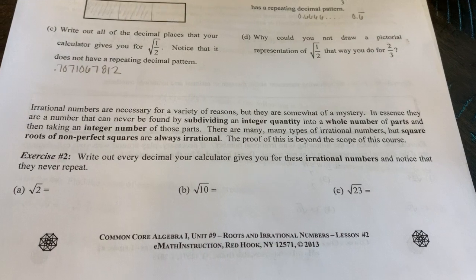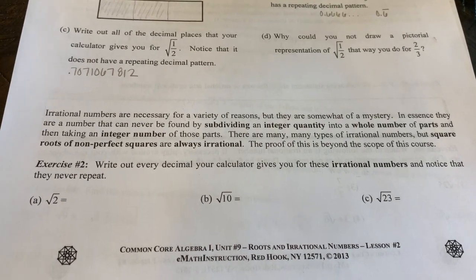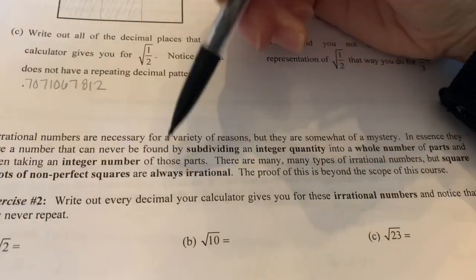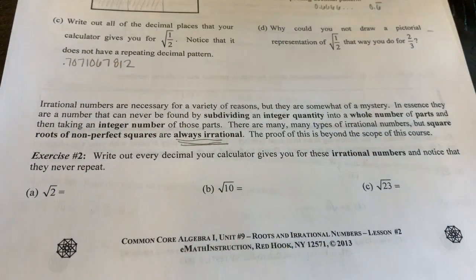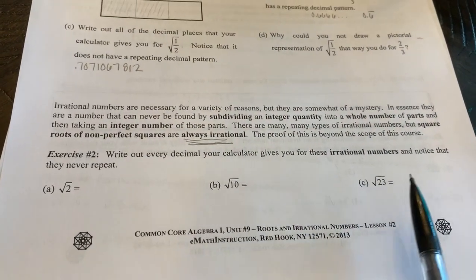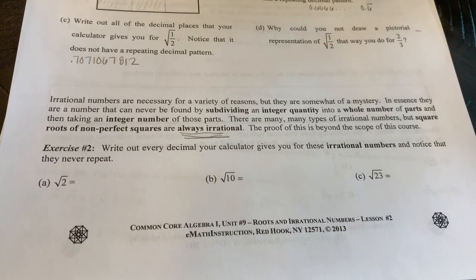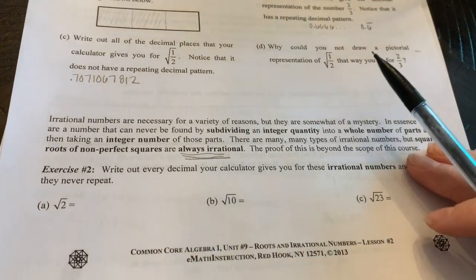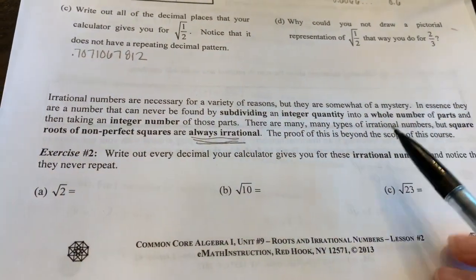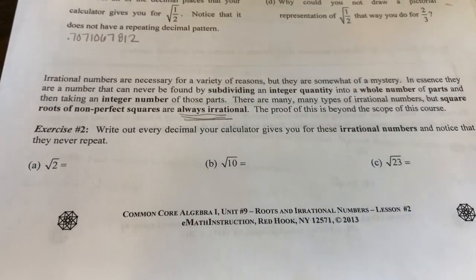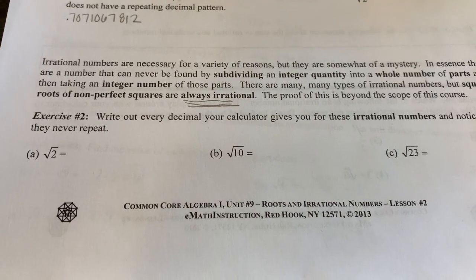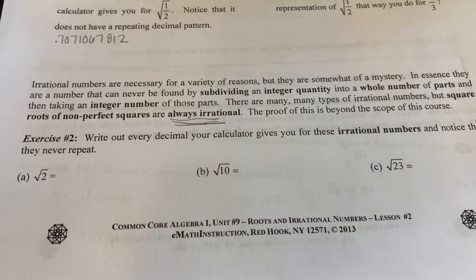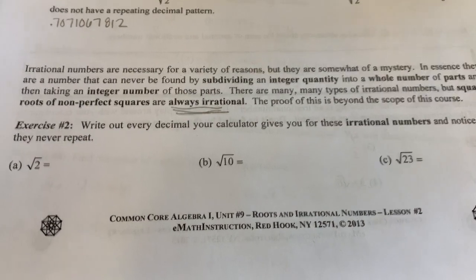There are many, many types of irrational numbers, but square roots of non-perfect squares are always irrational. That means if you're taking the square root of a number that's not a perfect square, it's always irrational, no matter what. The proof of this is beyond the scope of this course. I can tell you that was a proof I had to do in one of my college courses, so it's a little bit much. We don't need to do it here.